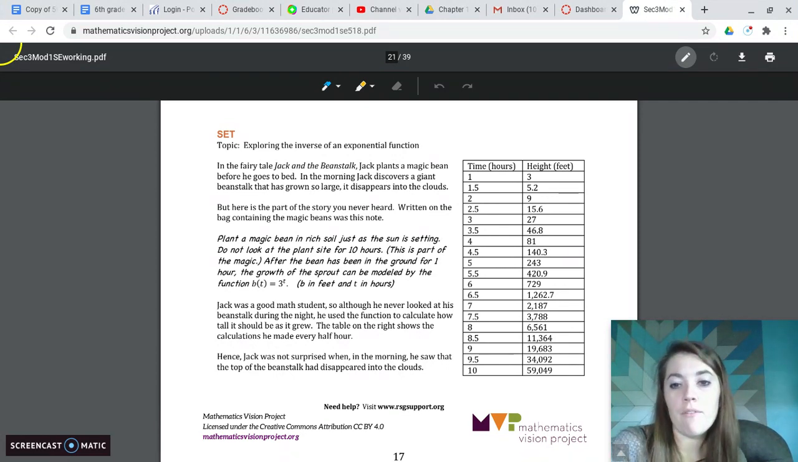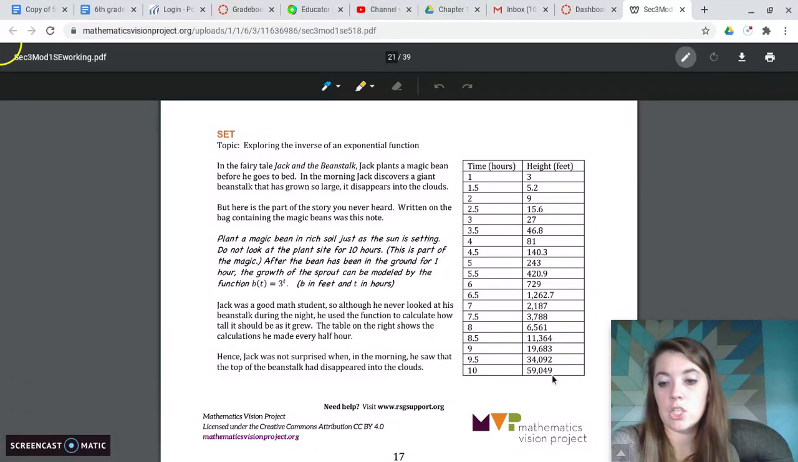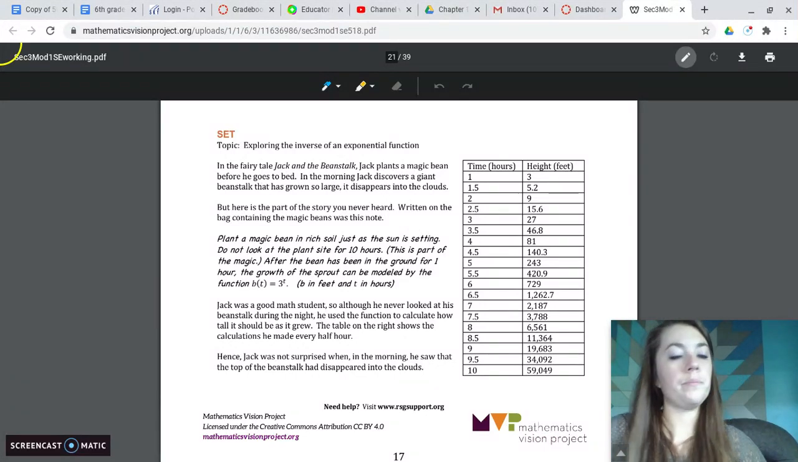So, we've got this table over here, and it's going up every half hour, and we've got the different heights that our beanstalk is. So you can see it's growing really, really quickly. We start 1 hour, it's 3 feet. 2 hours, it's 9. 3 hours, it's 27. 4, it's 81. We keep going up, and look at how much bigger it keeps getting each time we go up. So it's growing exponentially.